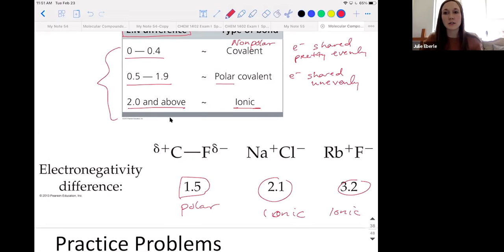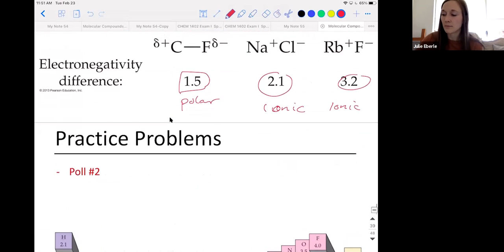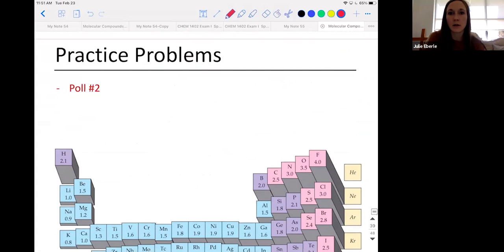Okay, any questions on polar bonds? We're going to do a practice problem. So I've got the electronegativity chart. I'm going to launch a poll. I want you to tell me which of these following bonds is polar.